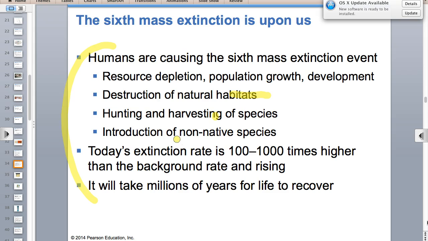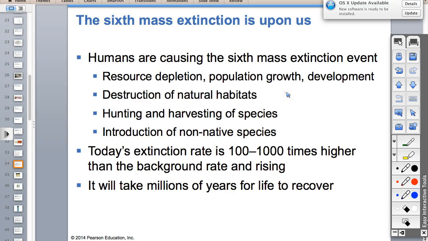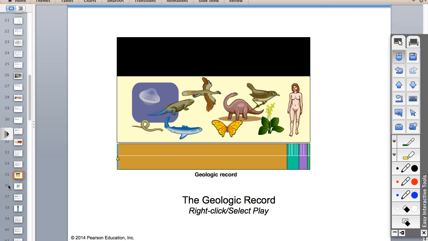Invasive species is another word for non-native species, and those are populations that are introduced by humans that are causing problems. So anyway, 1,000 times higher than the background extinction rate. I think I have heard up to 10,000, but 1,000 is good. The point is, it's a lot faster than this natural background extinction that is always occurring.